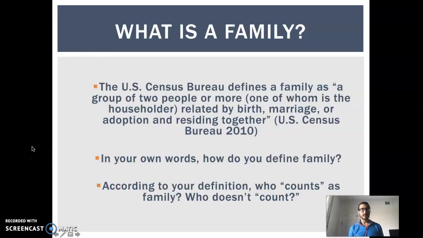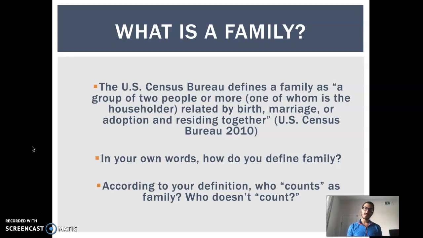So what is a family? Well, the US Census Bureau defines family as a group of two people or more, one of whom is the householder, related by birth, marriage, or adoption, and residing together. So this is the definition, a working definition that is used by the census in the United States.